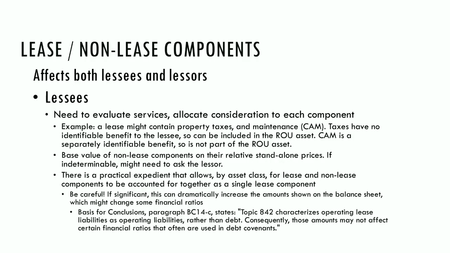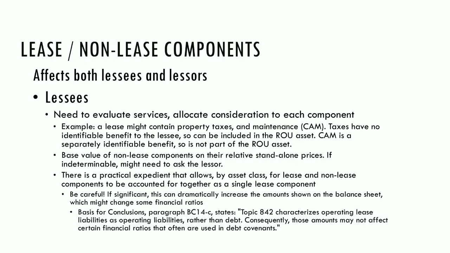Now, there are throughout ASC 842 several practical expedients that allow, by asset class, for those lease and non-lease components to be accounted for together. There is a possibility to do that. Where we have to be careful, though, is that it's going to increase the amounts on the balance sheet, both on the asset side and the liability side, which might change some of your financial ratios.